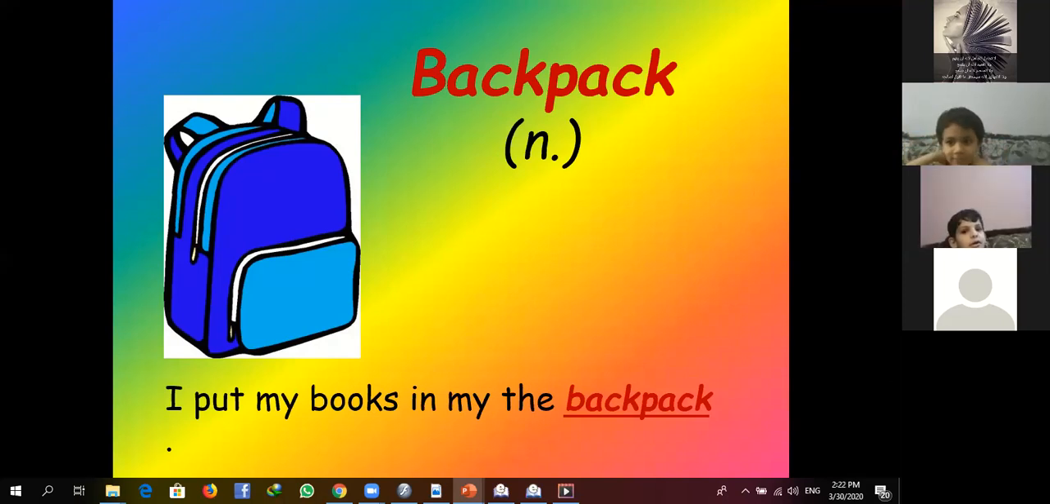And the other word, pack, means to put things in. So when we put back and pack together, it means the bag that you put on your back. Looks like this one. Looks like this.